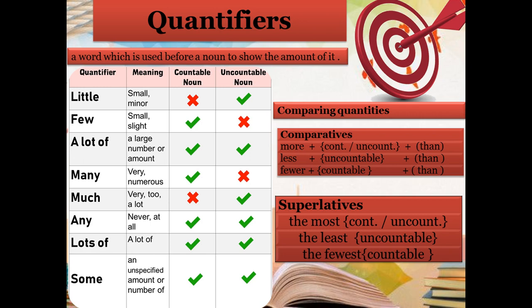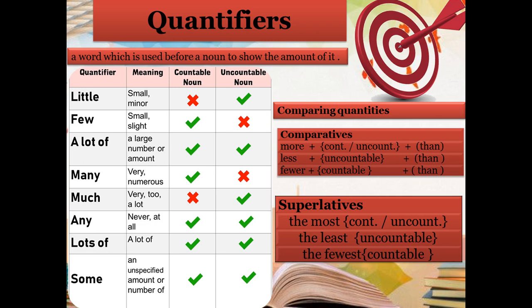While comparing quantities and forming superlatives, we are going to use those words. The most, derived from much, many, and more, comes before the countable and uncountable word. The word least, or the least, is derived from little also, but in the superlative form, for uncountable. The word fewest is derived from few, and we use it before countable.